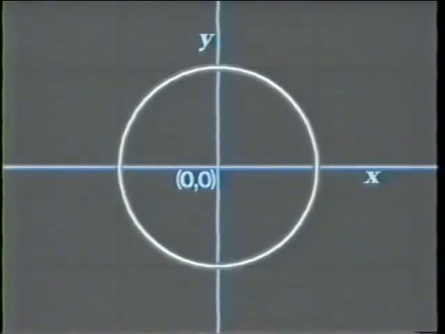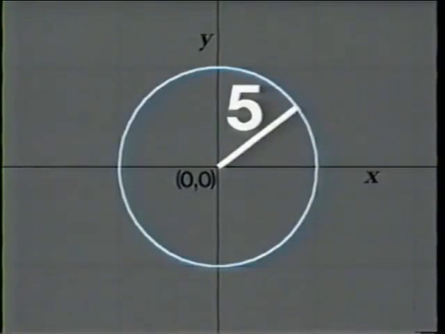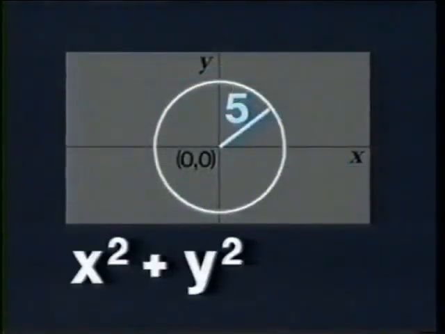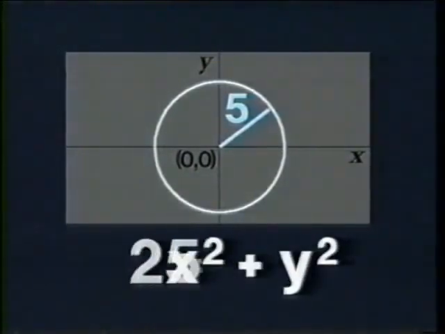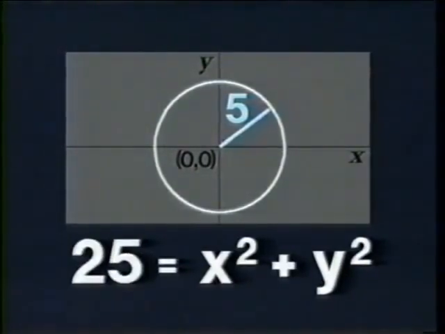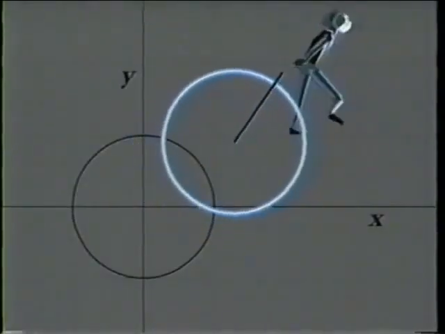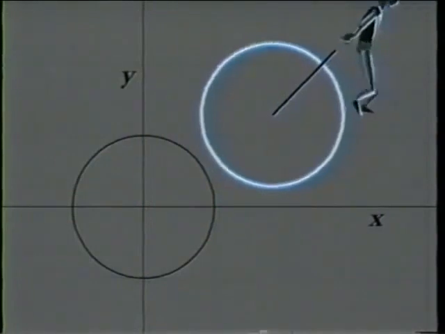Here's a circle centered at the origin. If the radius of this circle is 5 units, then the equation is x squared plus y squared equals 5 squared, and we can write it either way. Now we'll apply a translation to the circle, moving it to a new position on the Cartesian plane. The center of the circle is now at point (10, 7).